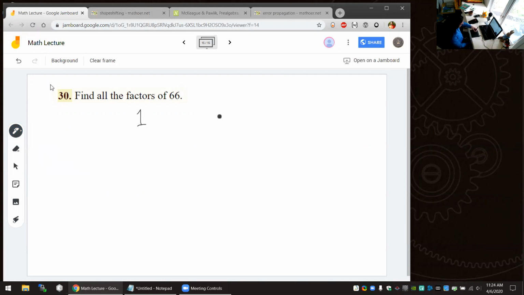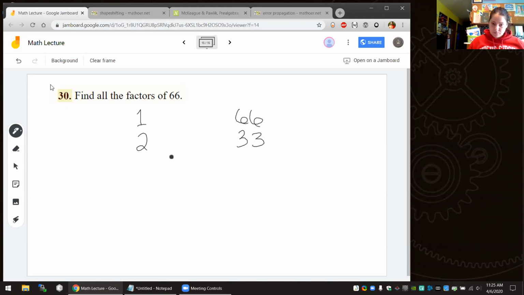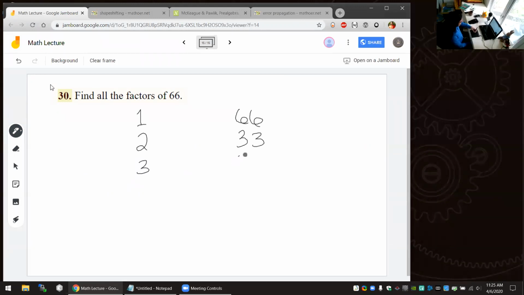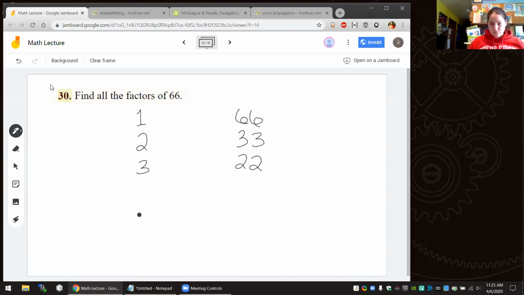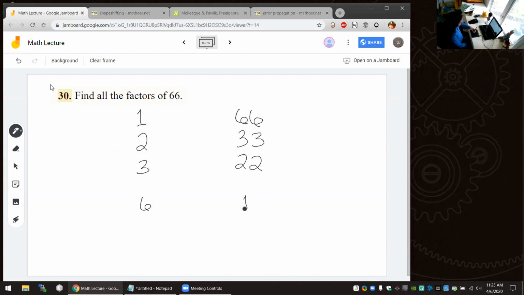We start and say, well, 1 and 66 are factors of each other. Does 2 work? Sure, 2 times 33. Does 3 work? Sure, 3 times 22. Does 4 work? No. Does 5 work? No. Does 6 work? Sure, 6 and 11. Does 7 work? No. 8, no. 9, no. 10, no. And now we're back to 11, and we can stop. If there were any factors bigger than 11, they would need a small thing to match up with. They would already be on our horseshoe shape.